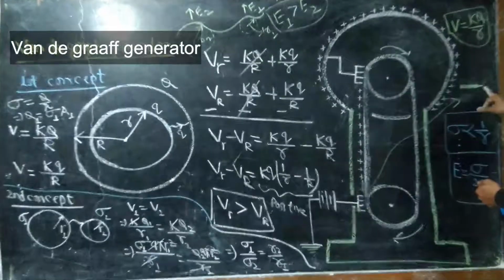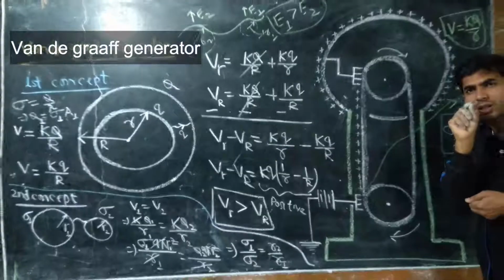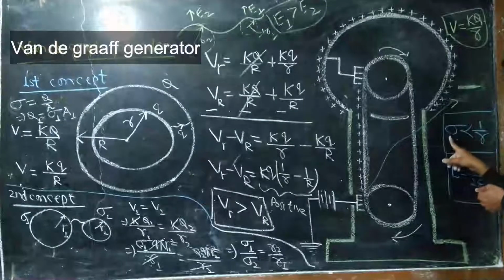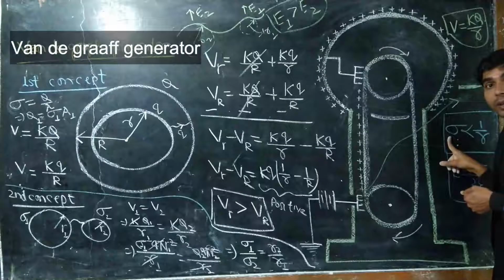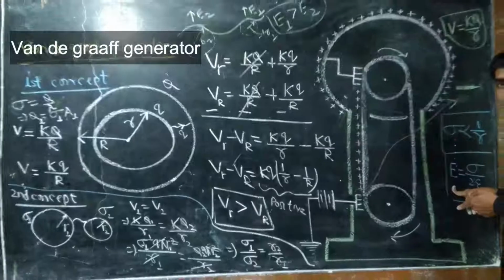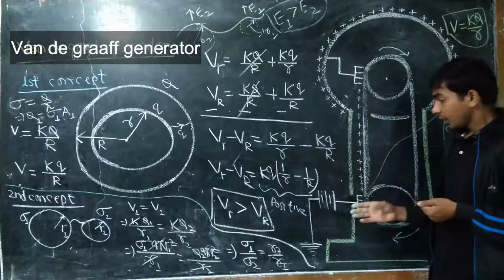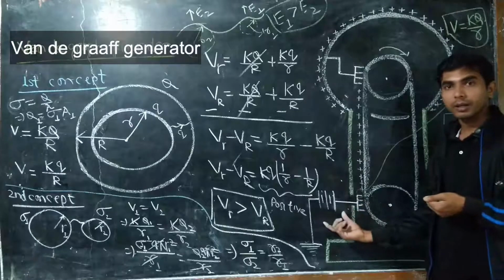The reason we make a sharp edge in this comb is that if it is very sharp, the radius of curvature will be very small, the surface charge density will be very high, and so the electric field will be very high. So the charge will accelerate.